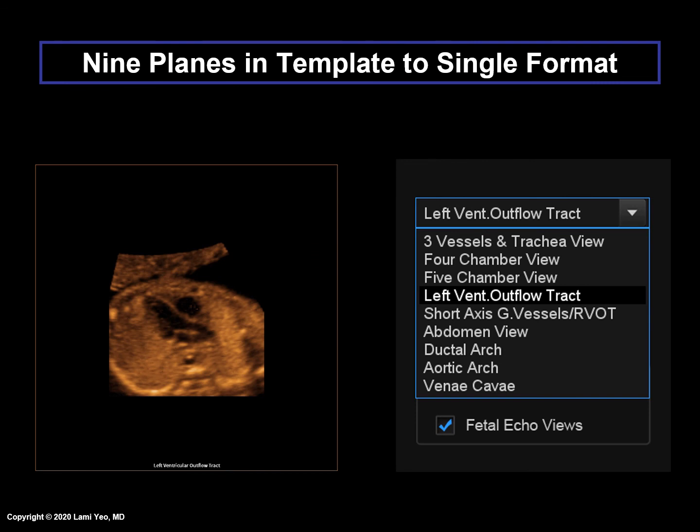Once the single cardiac plane is shown, if one wants to view the other planes one at a time, this is accomplished by clicking on the drop-down button, and all 9 diagnostic planes are listed as shown here. Click on any of the planes, such as the ductal arch, and this will now replace the left ventricular outflow tract image.